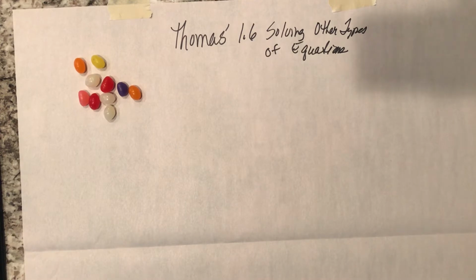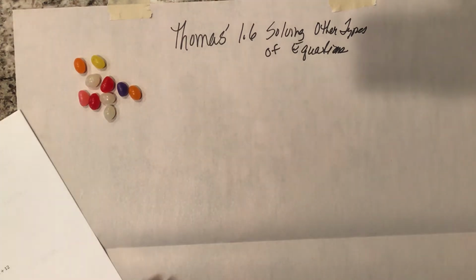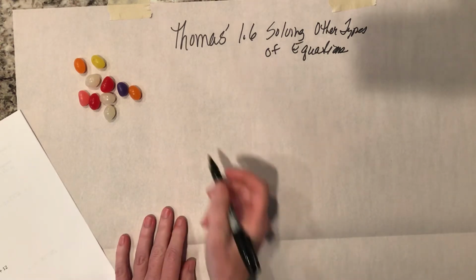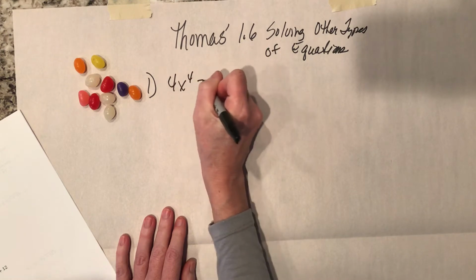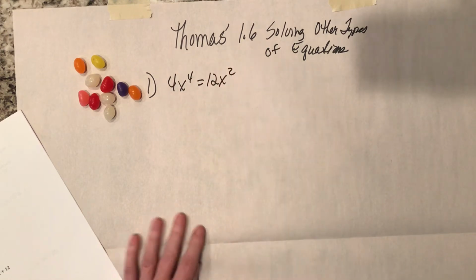Right, Thomas's 1.6, solving other types of equations. There are 4 types of equations he's got going here. Let's look at the first of them. 4x to the 4th equals 12x squared.